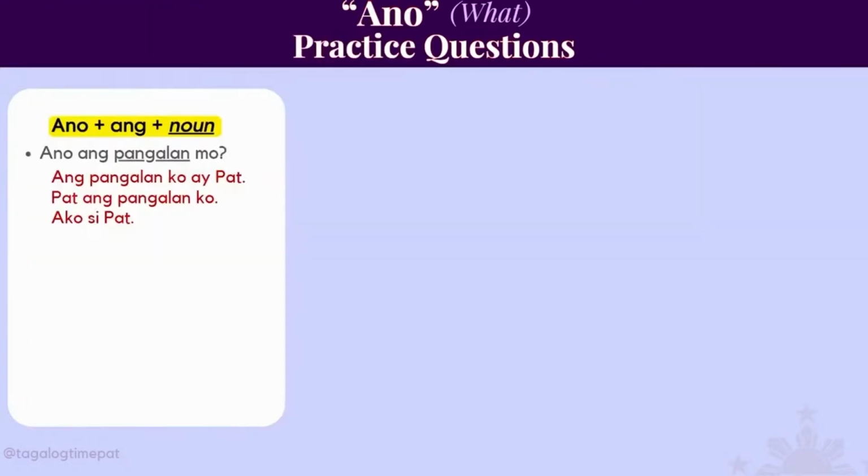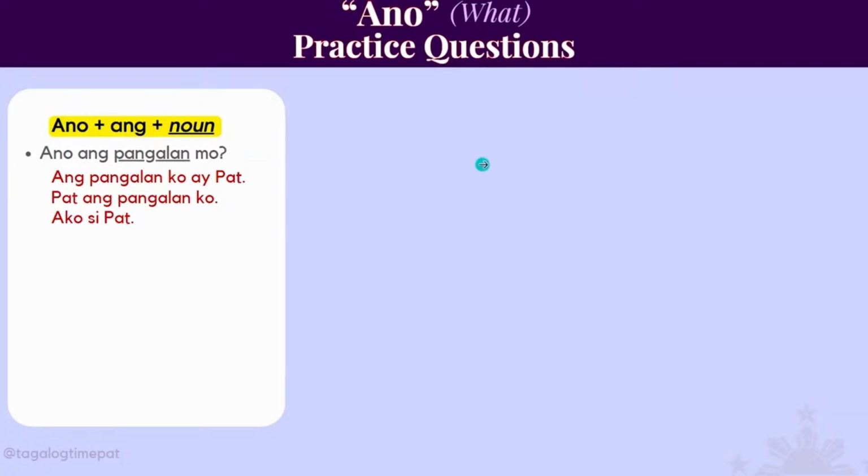Now let's just practice using ano. So on the left side, let me turn off my screen. Sorry. So on the left side here, you will see the rules that we just learned. So ano ang plus a noun. The example was, ano ang pangalan mo? Ang pangalan ko ay Pat. Or Pat ang pangalan ko, or ako si Pat. Again, remember, ako si Pat is the more casual way to respond.